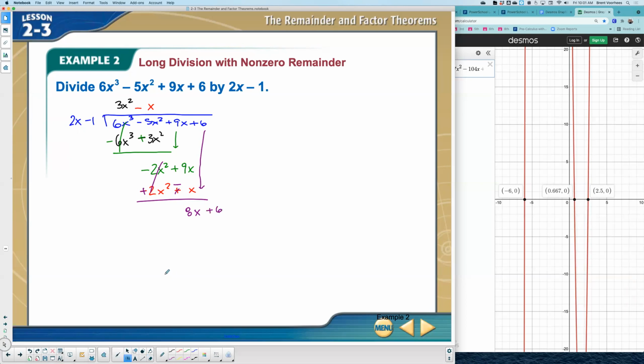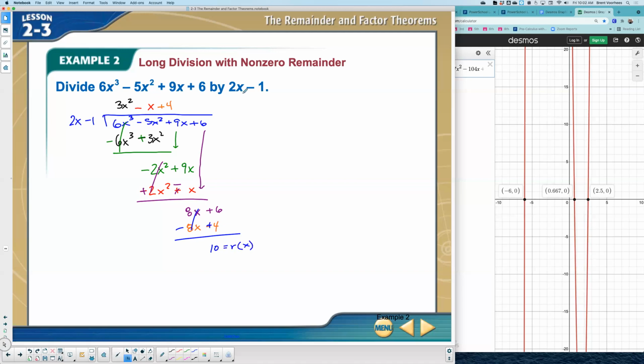Last step. We ask ourselves, what is 8x divided by 2x? 4. And so 2x times 4 is that 8x. But then I need to take my negative 1 and multiply times 4. What is negative 1 times 4? Negative 4. We need to commit to always do the fundamental rule of division, which means switch the signs here. That simplifies. What is 6 plus 4? I heard it. 10. This is your remainder.